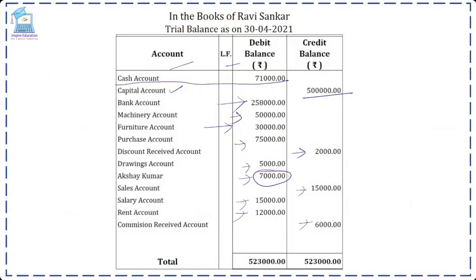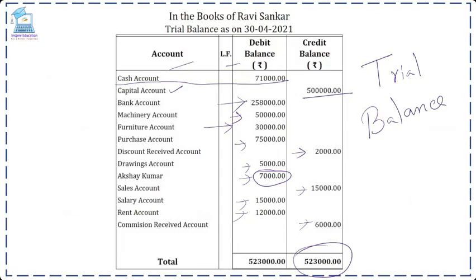So ultimately total of these two sides. So ultimately this is the total 5,23,000. In both the sides the amount is appearing as 5,23,000. So ultimately we are just checking the arithmetical accuracy, means whether we have balanced the accounts correctly or not. So here we have just tested. So this is called the trial balance. The name itself is self-explanatory, trial balance.